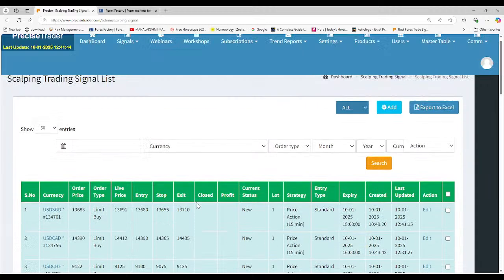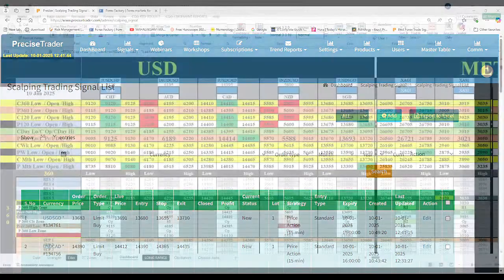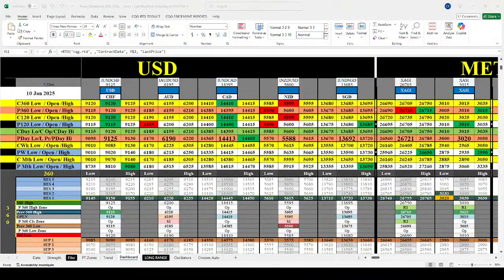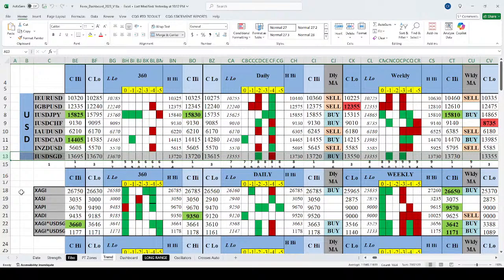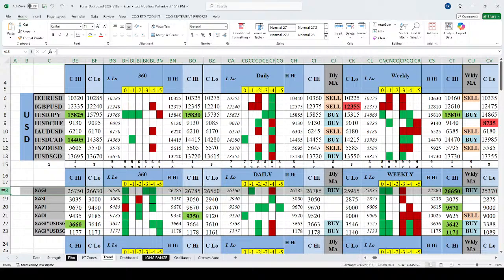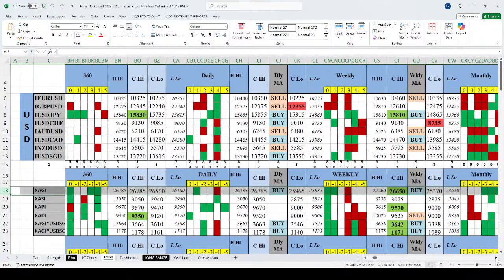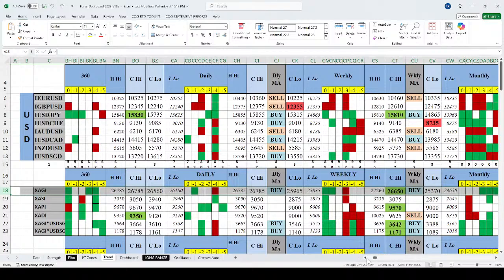Okay, so then finally we come into gold. Okay, gold, your 360 is up. Okay, this means to say this uptrend is going to last only for another 18 minutes, or maximum 1 hour 18 minutes. Then your daily is flat with an upside bias. Weekly, this is in an uptrend. Monthly is still flat. Monthly is flat with an upside bias.